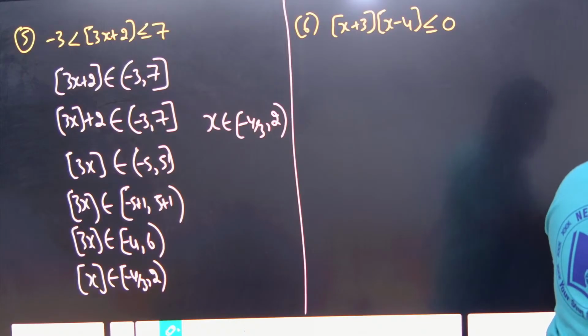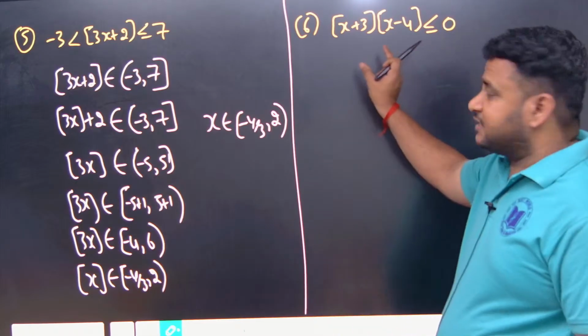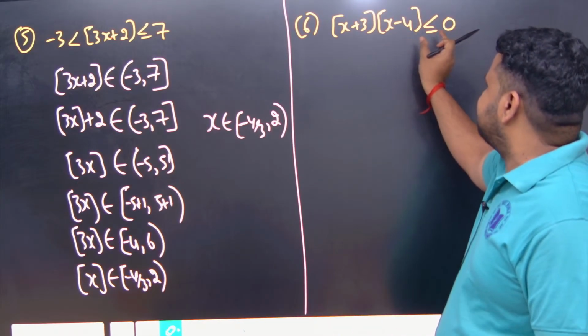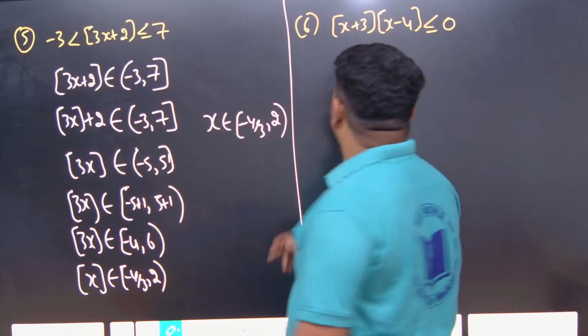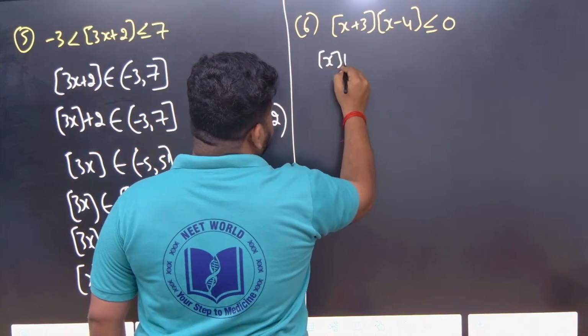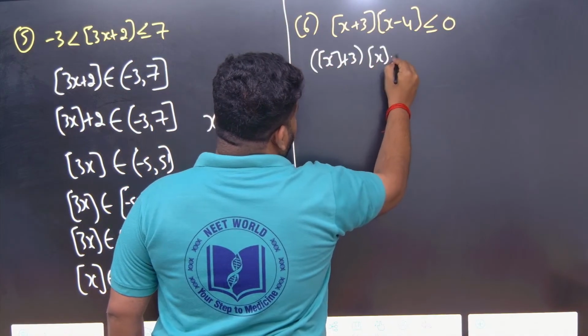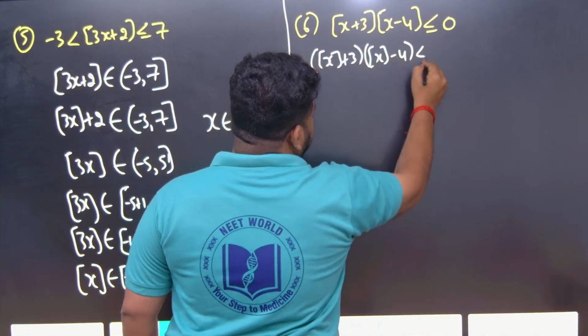Alright, let us move to the next question. Next important question that we have. So see here, they have given the product: the step of x plus 3 times the step of x minus 4 is less than or equal to 0. So what we can do? Let us remove the integer outside. The step of x plus 3 within the bracket, and the step of x minus 4 within the bracket, this is less than or equal to 0.